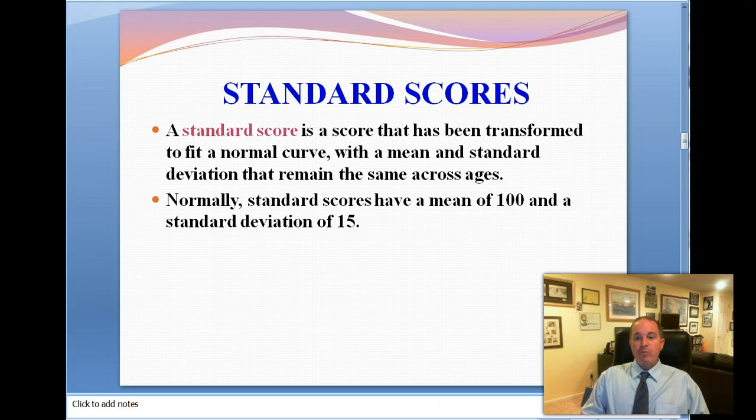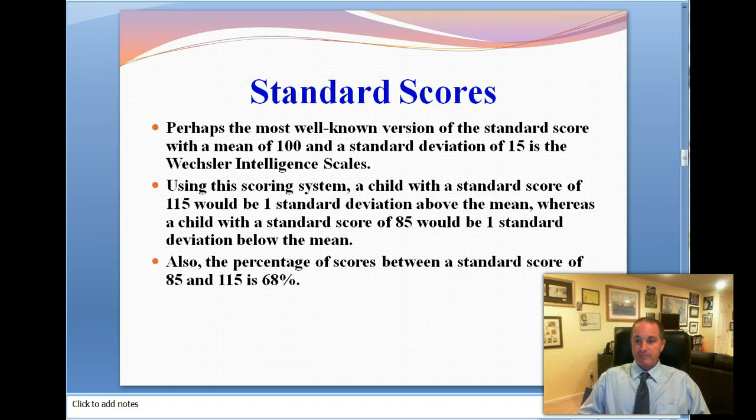And the first score we want to talk about is what is known as a standard score. A standard score is a score that's been transformed to fit the normal curve, with a mean and a standard deviation that remains the same across ages. Now, what you're going to find is on most tests in special education, standard scores will have a mean of 100 and a standard deviation of 15. Again, a mean of 100 and a standard deviation of 15.